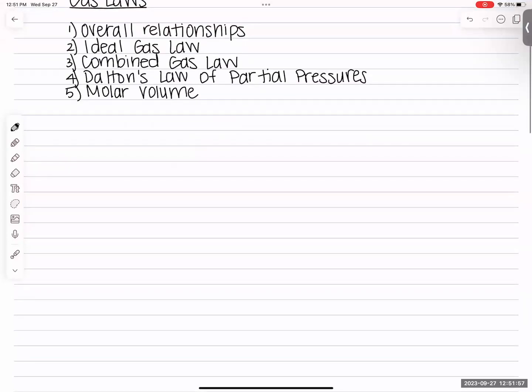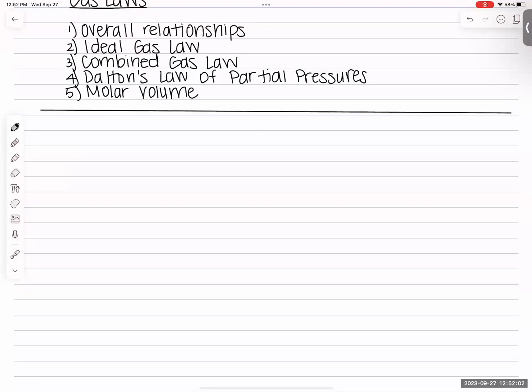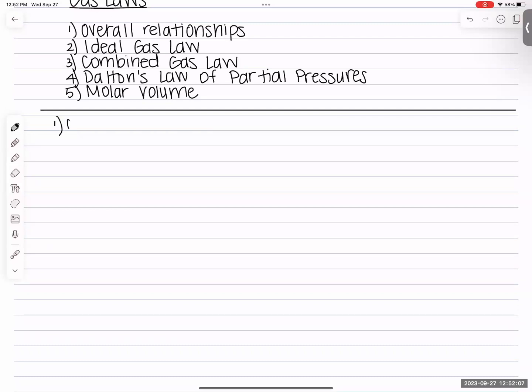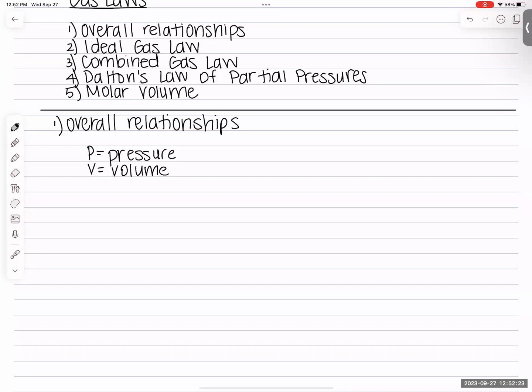So first, overall relationships. So we have some variables that we're going to talk about with gases. We have pressure, we have volume, we have amount, and we have temperature.